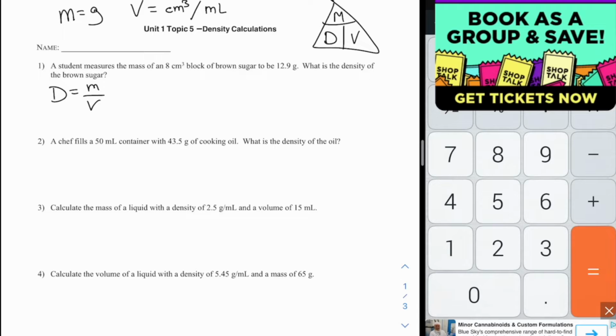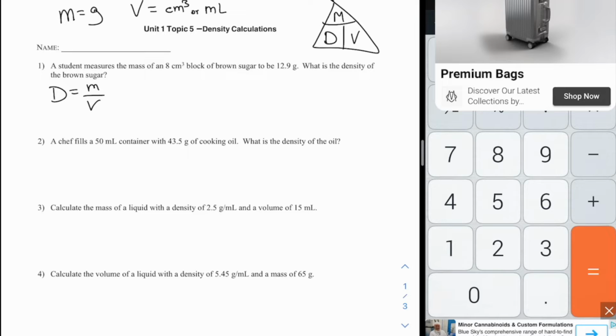I'm going to write or. And then density is going to be in grams per milliliter or grams per centimeters cubed, depending on if it's a liquid or solid.